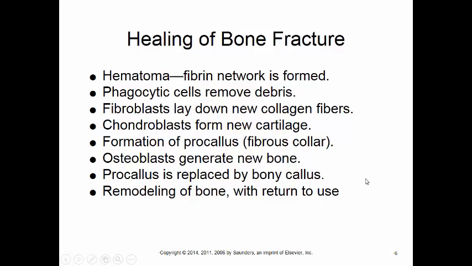Phagocytic cells remove the debris, fibroblasts lay down new collagen fibers, and we're going to form a new fibrous collar or callus formation around the bone. Then eventually the cartilage dies and the osteoblasts generate new bone. And so the procallus is replaced by a bony callus, and then we can finally reshape the bone and remodel it by using the osteoclasts afterwards until it goes back to its normal shape and size.